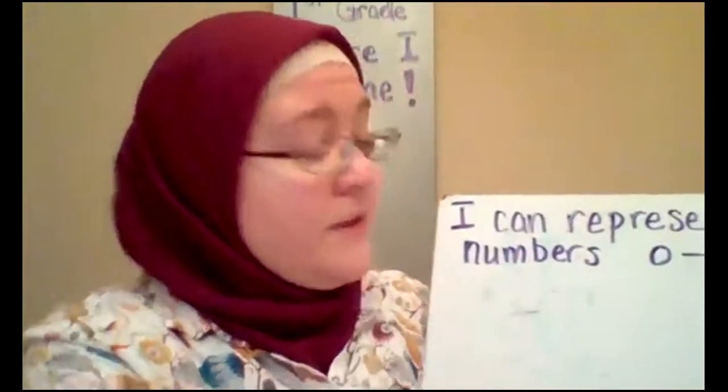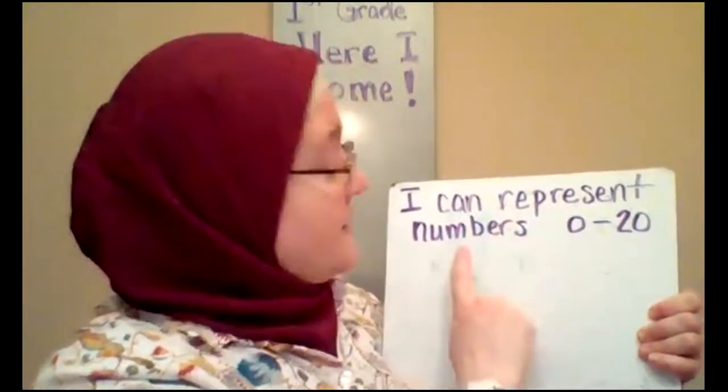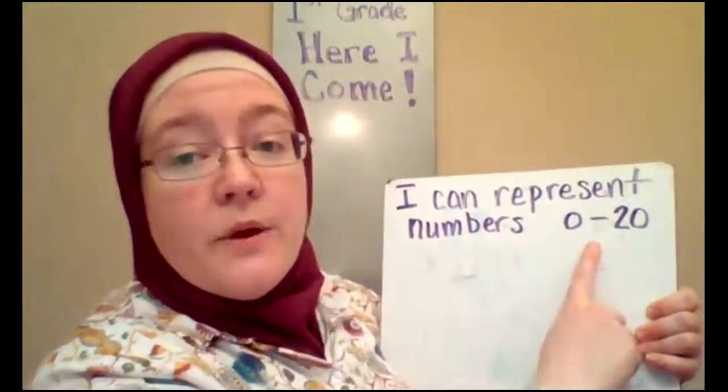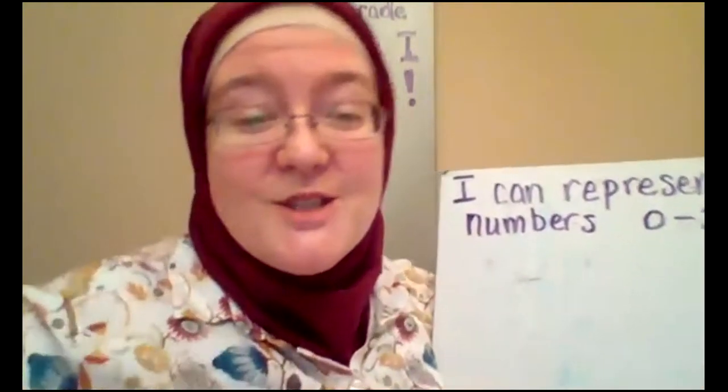So as we look at our number of the day, we're going to represent it in many different ways. And our goal for kindergarten was to make sure that we can represent numbers all the way to 20. So let's say our goal together. I can represent numbers from 0 to 20. That doesn't mean just 0, it doesn't mean just 20 or some of them, it means all of them.